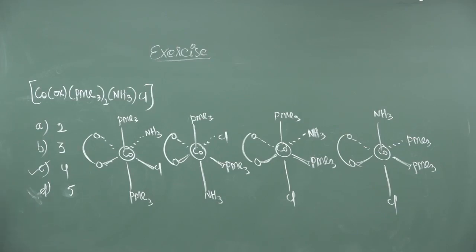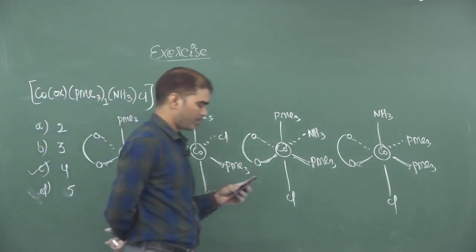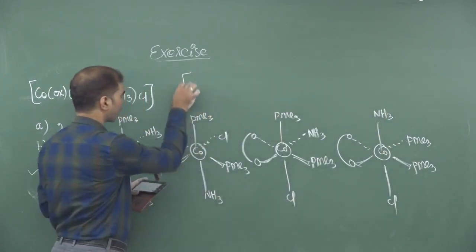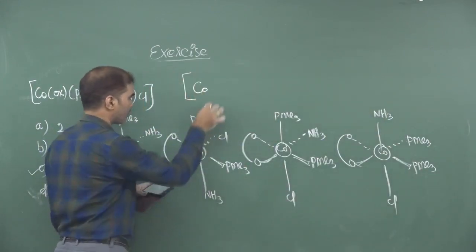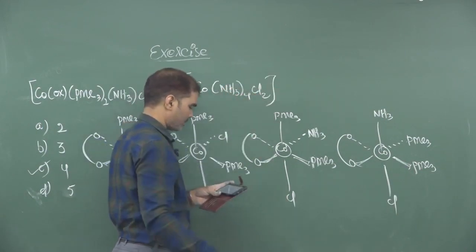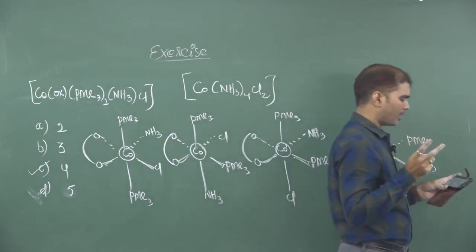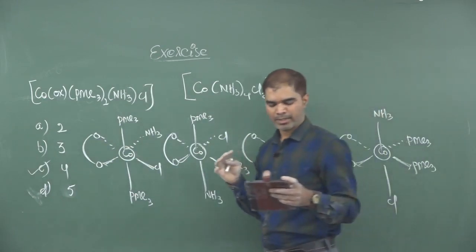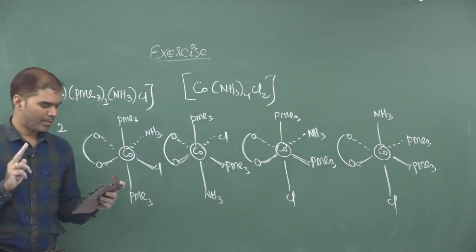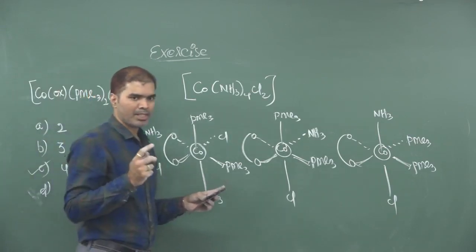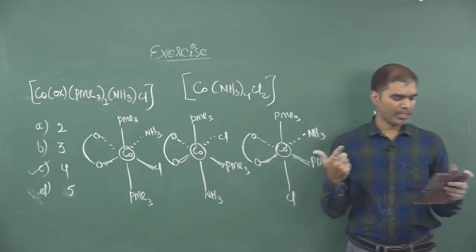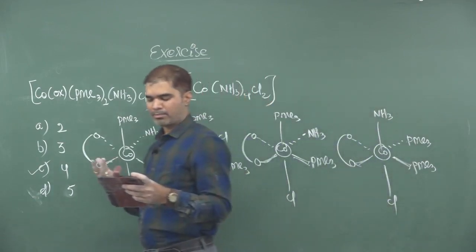Another GATE question, but it is so easy that you don't even need the options. Co(NH3)4Cl2 exists in two different colored complexes. You can just listen to the question. This is due to linkage isomerism, coordination isomerism, geometrical isomerism, or optical isomerism.